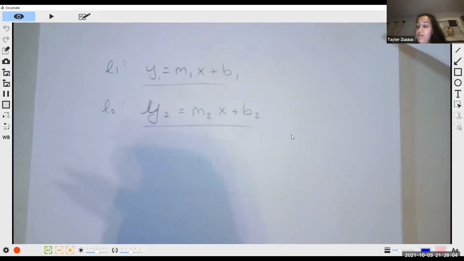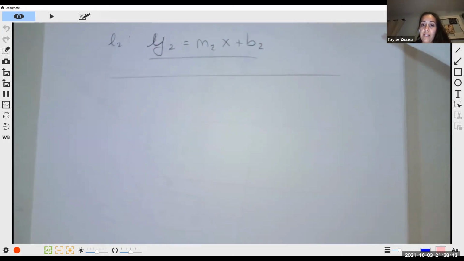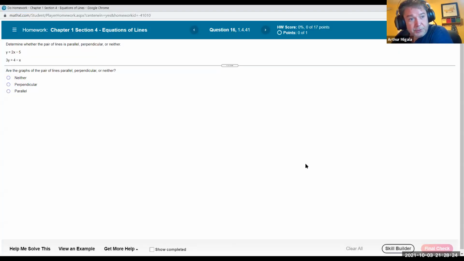So for an example, I don't know if you saw it, but the first line was already not correctly written on my screen. On your screen, I think yours was correctly written. So the first one was y equals 2x minus 5, and the other one is 3y equals 4 minus x. Okay. So the first line is already written out correctly, right? Yes, 2x minus 5.